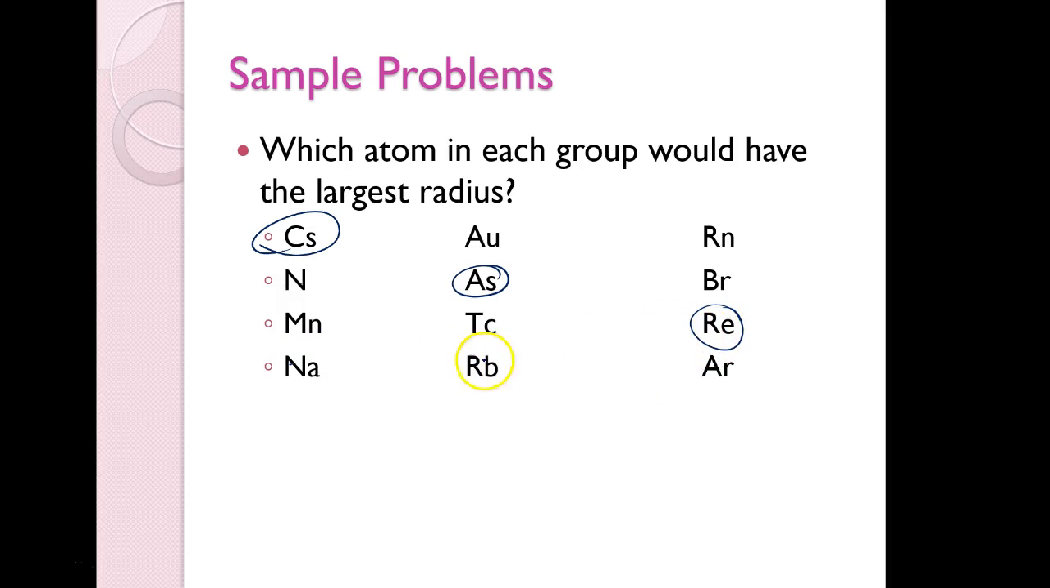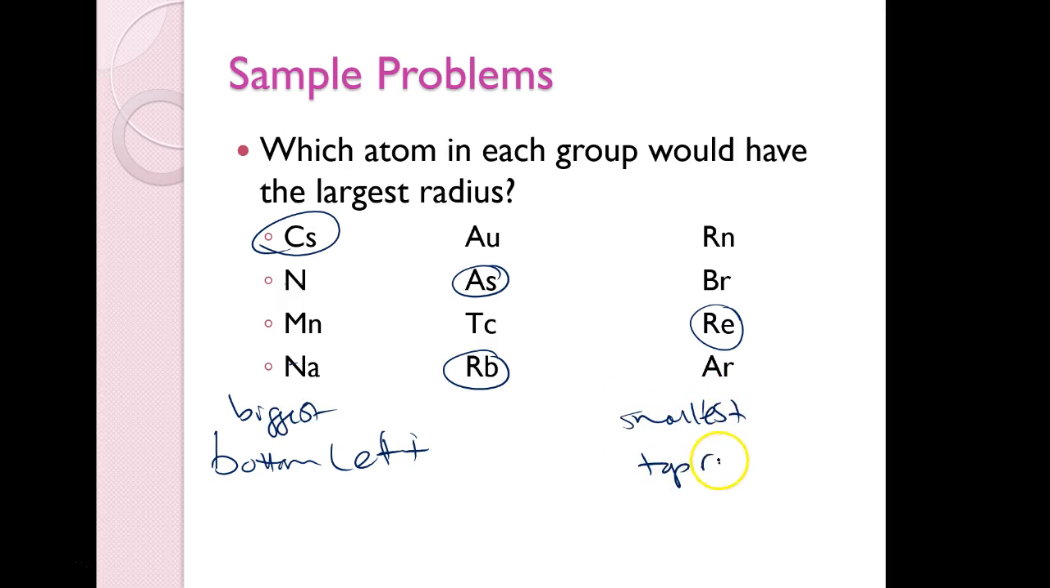Na, Rb, and Ar. Definitely Rb. Okay, so the biggest are at the bottom left, and the smallest at the top right.